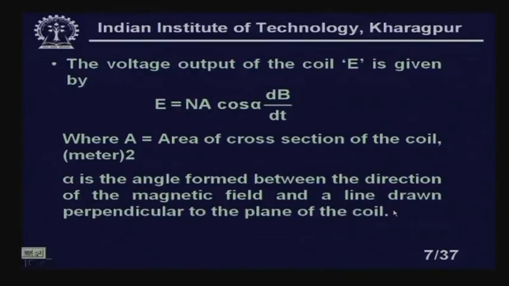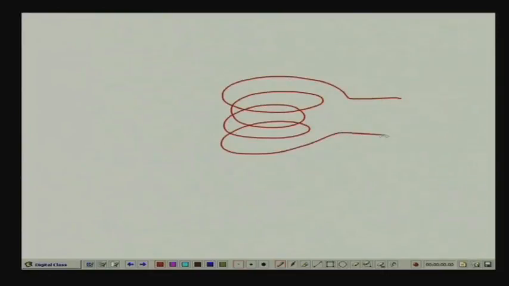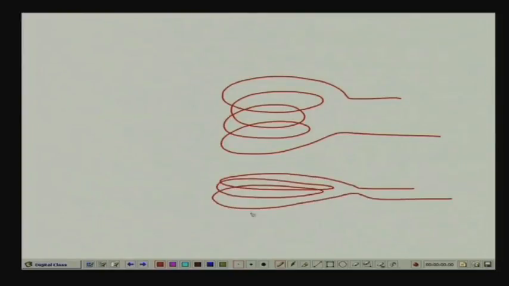SI unit, and alpha is the angle formed between the directions of the magnetic field and the line drawn perpendicular to the plane of the coil. Just whatever I have shown, exactly like this one. I have a coil here. Even though I could not draw it in a single plane, we assume that it is in a single plane. So this is the perpendicular to the plane. So this is our alpha.